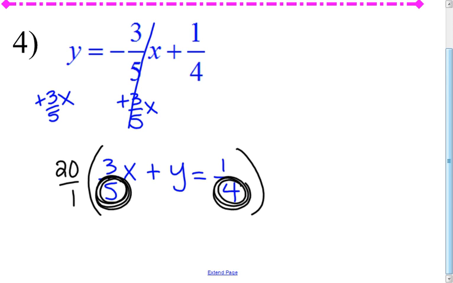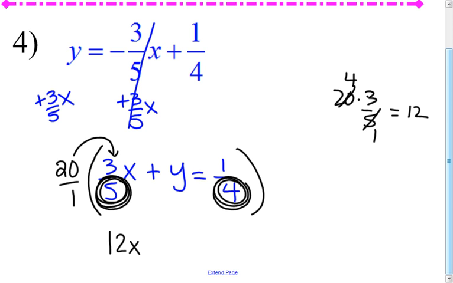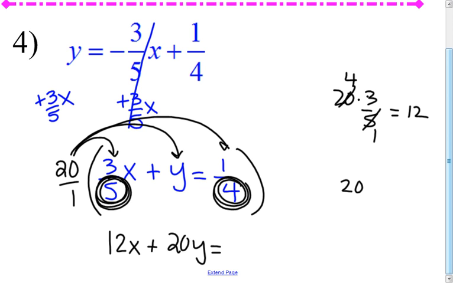So when I do 20 times 3/5 x, I'll do this off to the side so this isn't so confusing. 20 times 3/5: the 5 will cancel, that will become a 4, and I'll have 4 times 3, which is 12. So 20 times 3/5 x would be 12x. 20 times y will be 20y. 20 times 1/4, I'll do this off to the side too. That will cancel and become a 1 and a 5. So 20 times 1/4 is 5 times 1, which is 5.